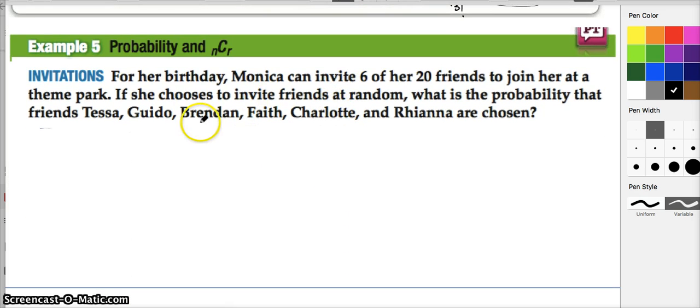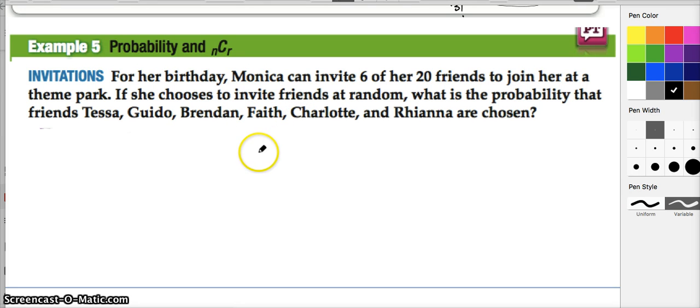All right, so this is our final example of the section. Yay! For her invitations, Monica can invite 6 of her 20 friends to join her at the theme park. If she chooses to invite friends at random, what is the probability that she's going to invite 6 distinct people: Tessa, Guido, Brendan, Faith, Charlotte, and Rihanna? Okay, so let's see how we can do that.